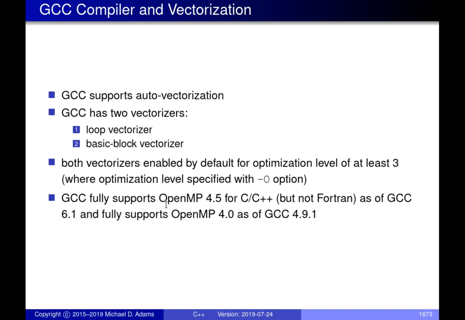GCC fully supports OpenMP, which again is basically a library and also some additional language support that adds some functionality which is useful for both vectorization and also more generally for concurrency as well. Anyway, it has OpenMP support as of GCC 6.1, which is pretty old. We're up to 9 now.